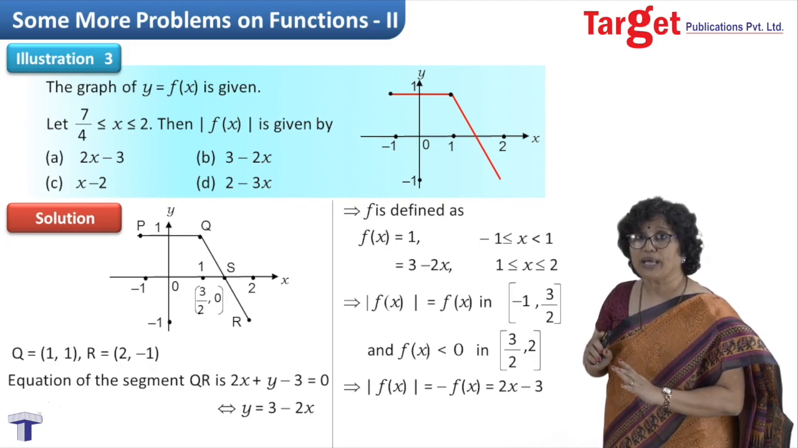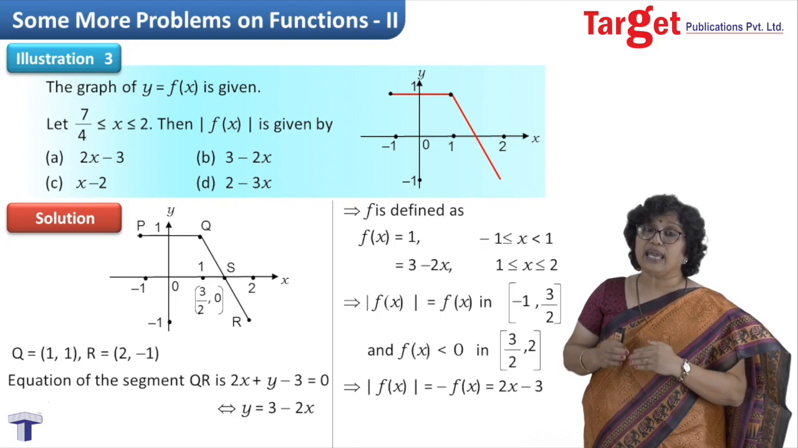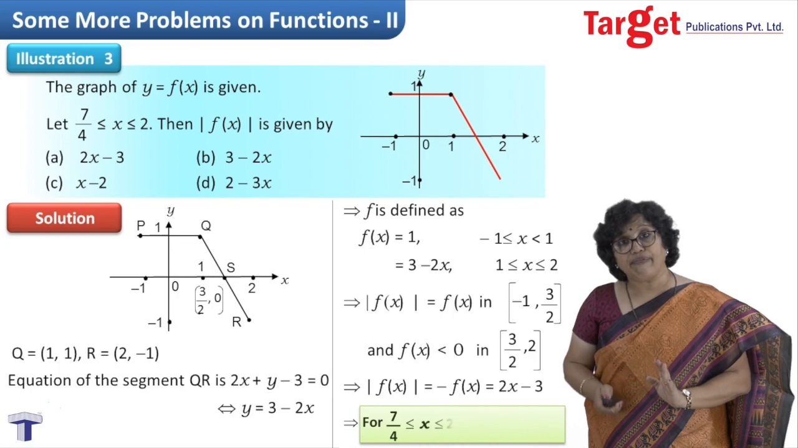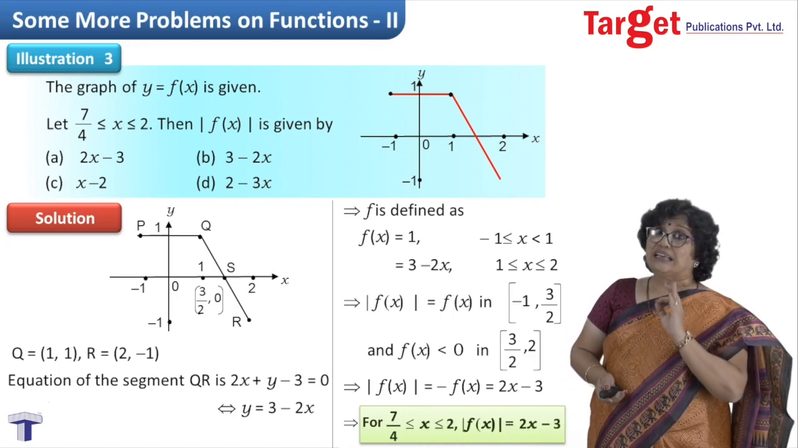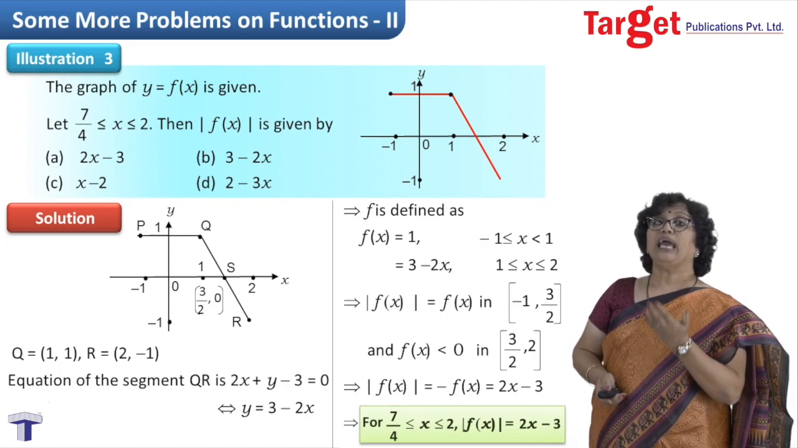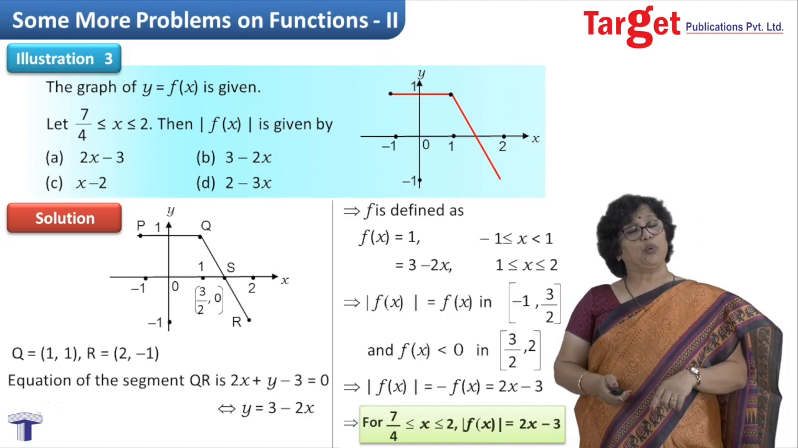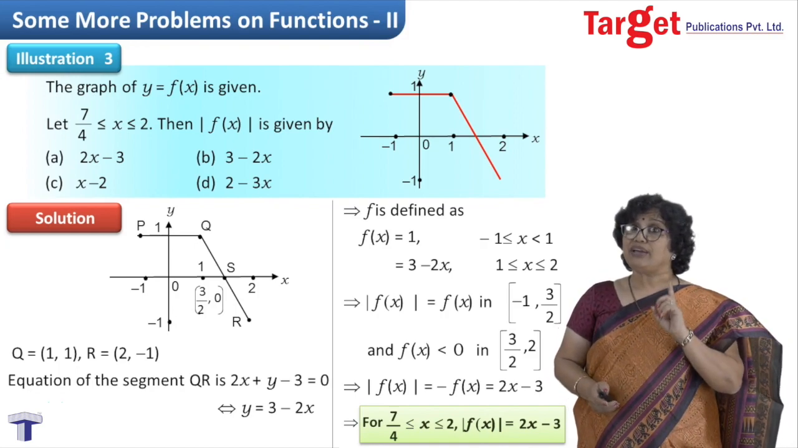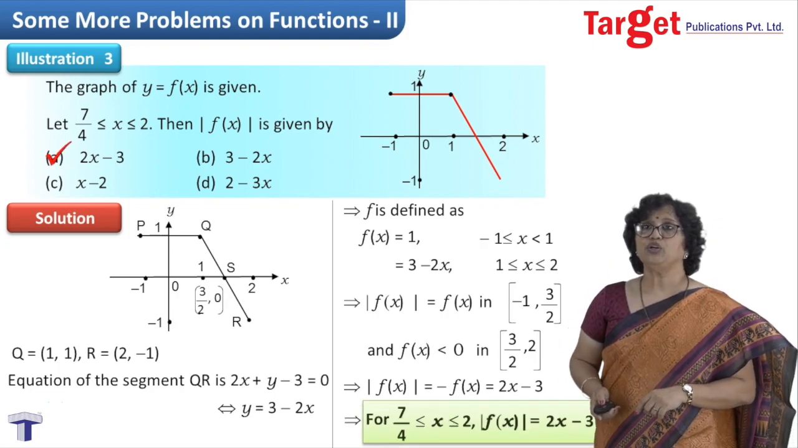I hope everyone is following what I am saying. Because 3 minus 2x is y, which is my fx. And now you are saying minus fx is required. So it will become 2x minus 3. So I have found how fx looks like. Now the interval required is 7 by 4 to 2. And in 7 by 4 to 2, fx is negative and hence the absolute value of fx will become 2x minus 3. I hope everybody followed this particular question. Here we have written the function explicitly. So the correct option is 2x minus 3.